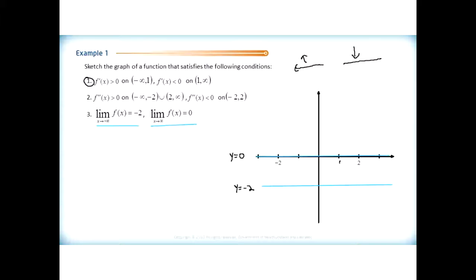Okay, and then they tell us some information about the second derivative, which indicates some details about concavity here. And it looks like, based on what we can see here, that at -2 and +2, that's where we're going to get our shifts in concavity, because we're going to be concave up outside that interval, and we're concave down on that interval. So we've got to figure out a way to make all that happen just on one graph.